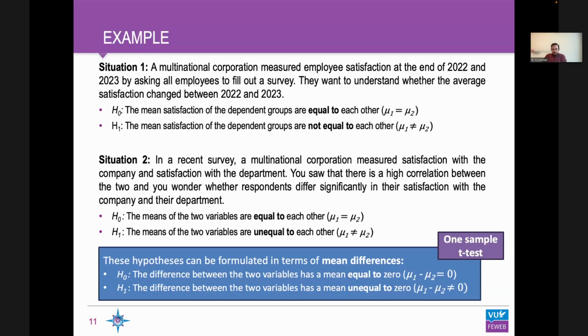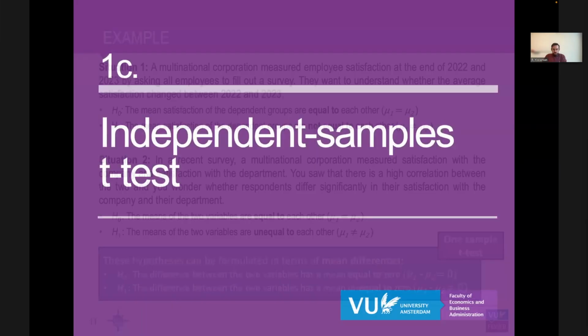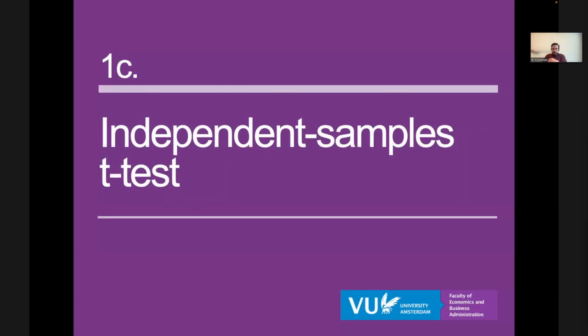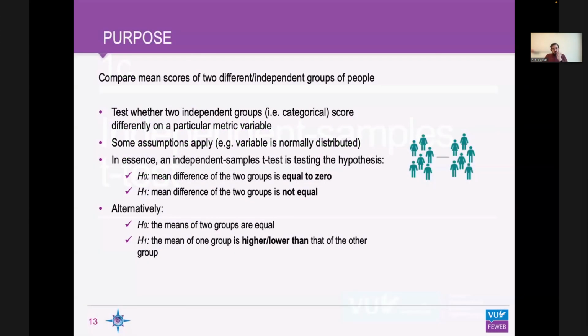So all of these might occur in your thesis. I would say one sample tests are just simpler, so I don't see that happening in a thesis. But the two sample, like independent samples and dependent sample t-tests might occur. And also ANOVA, of course, if you have more than two groups.